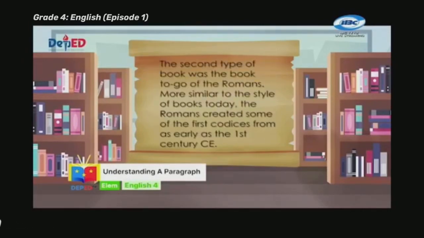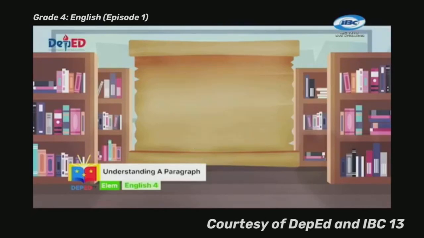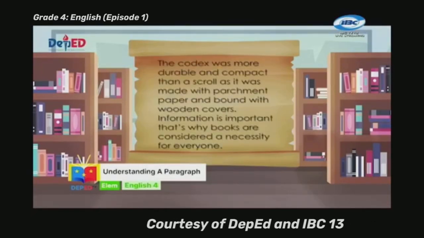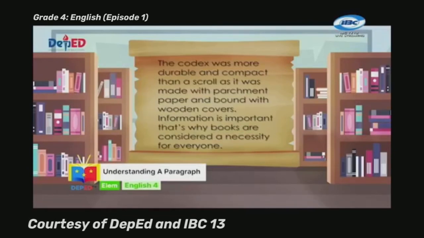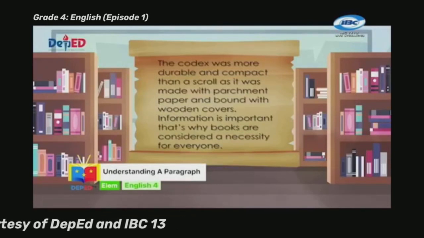The second type of book was the codex of the Romans. More similar to the style of books today, the Romans created some of the first codices from as early as the 1st century Common Era. The codex was more durable and compact than a scroll as it was made with parchment paper and bound with wooden covers.